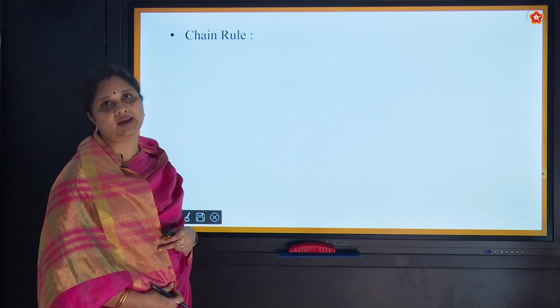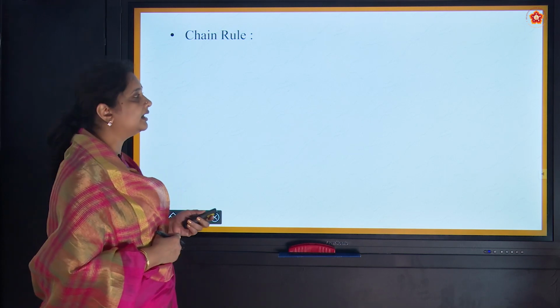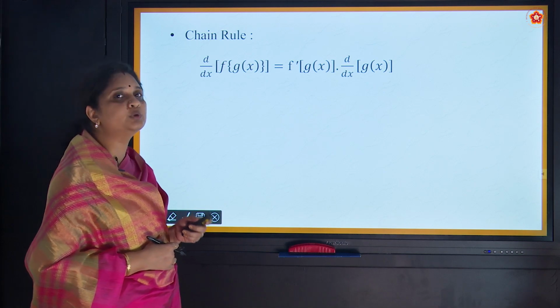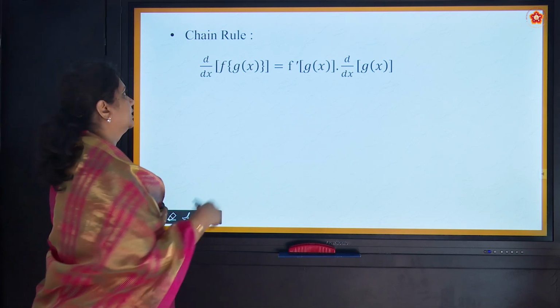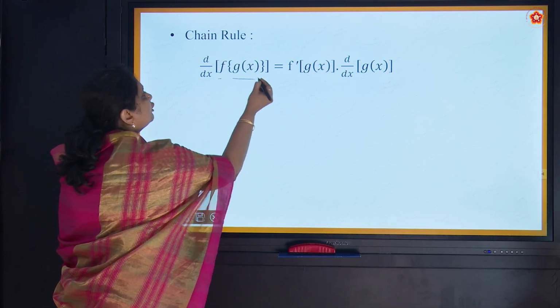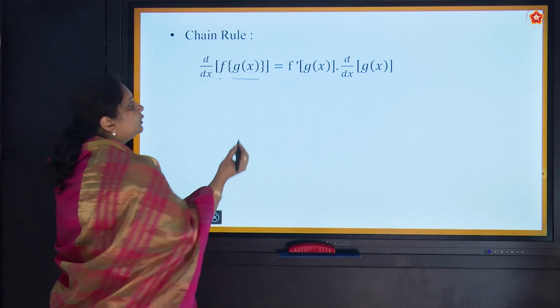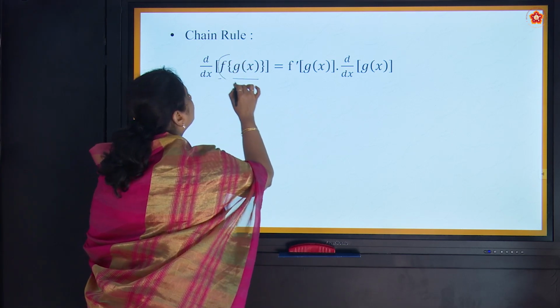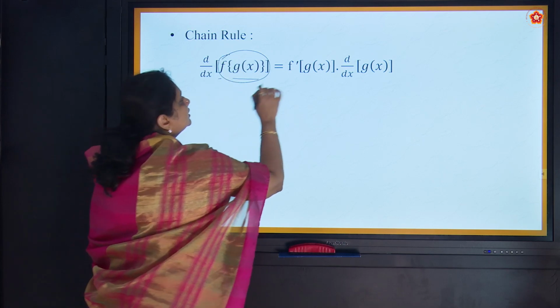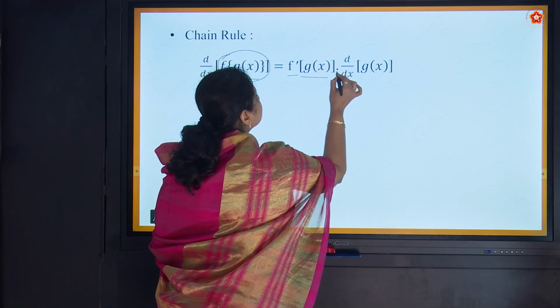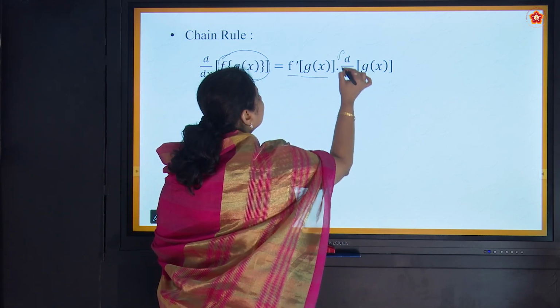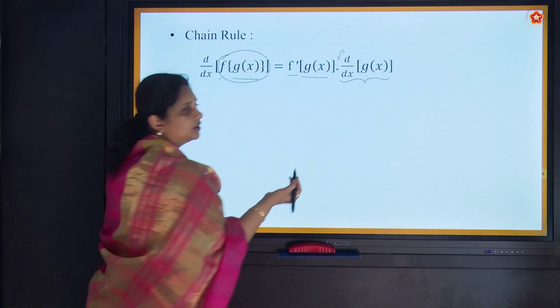Next comes the chain rule, when it's a composite function, a composition of functions. So f of g of x, you always differentiate the outermost function first. So f dash of g of x into, then the inner function is differentiated.